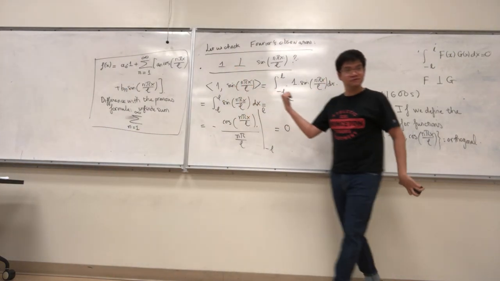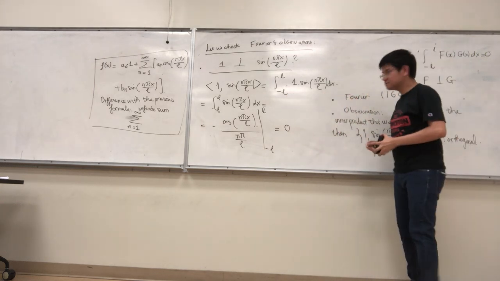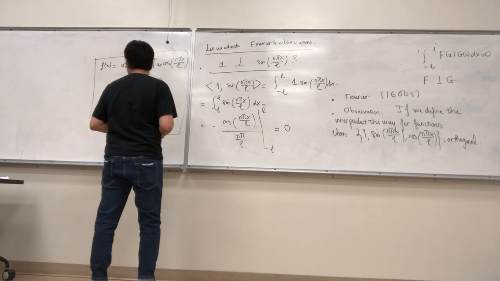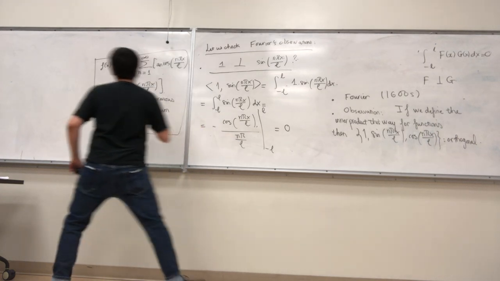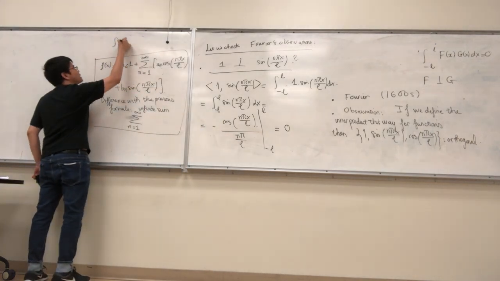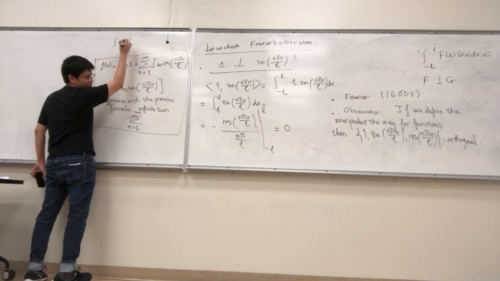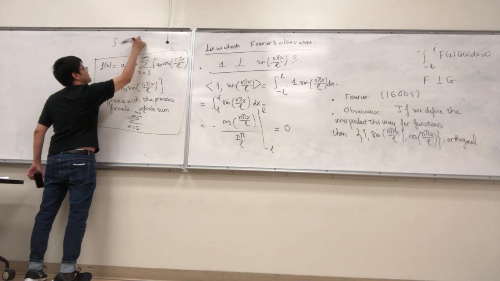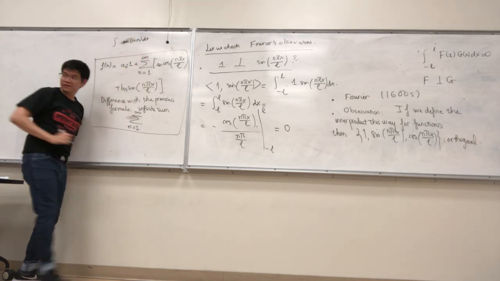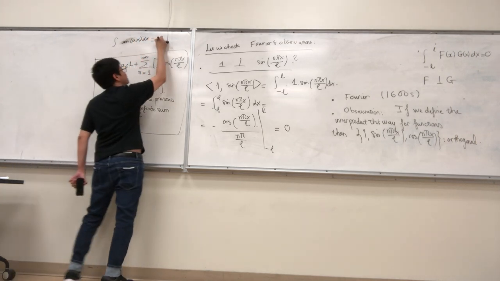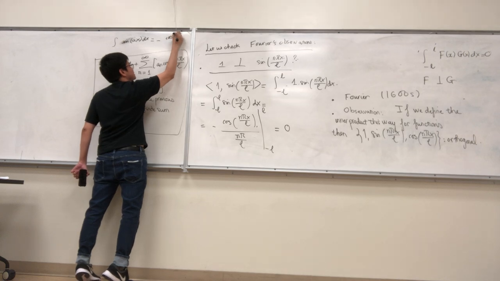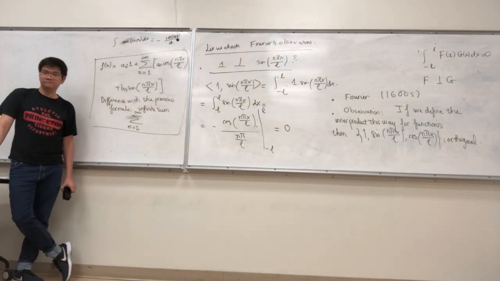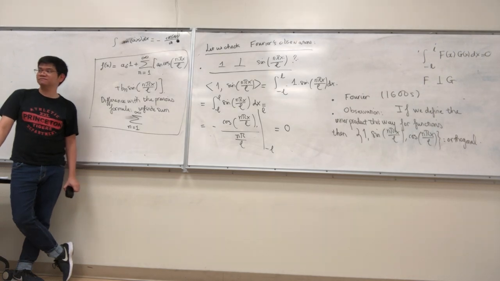Any questions on this? Why is it divided by n pi over L? So this is what we have. You have the integral of sine of ax dx, and this is going to be minus cosine of ax over a. Okay, it's okay. Other questions?